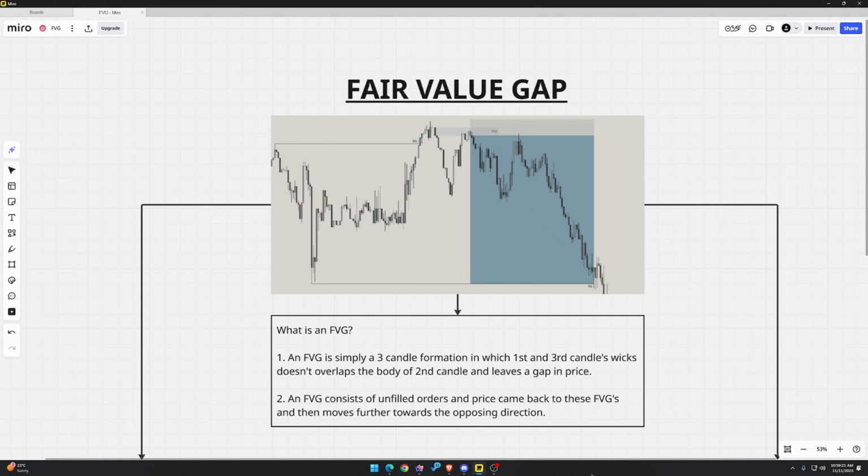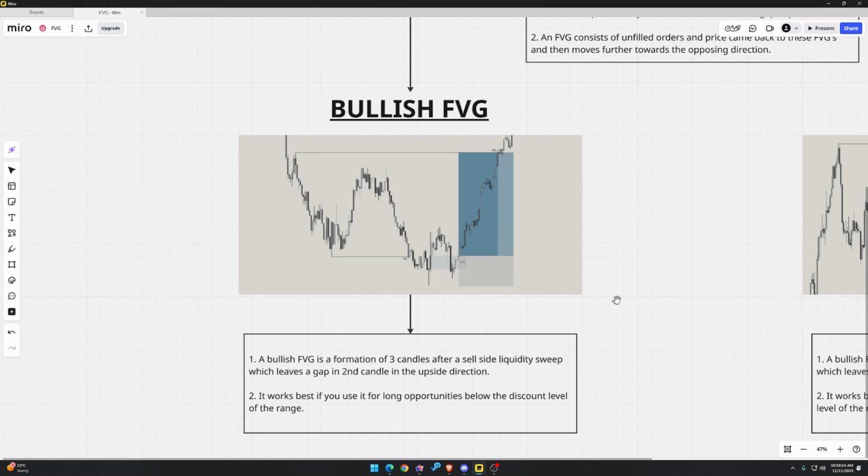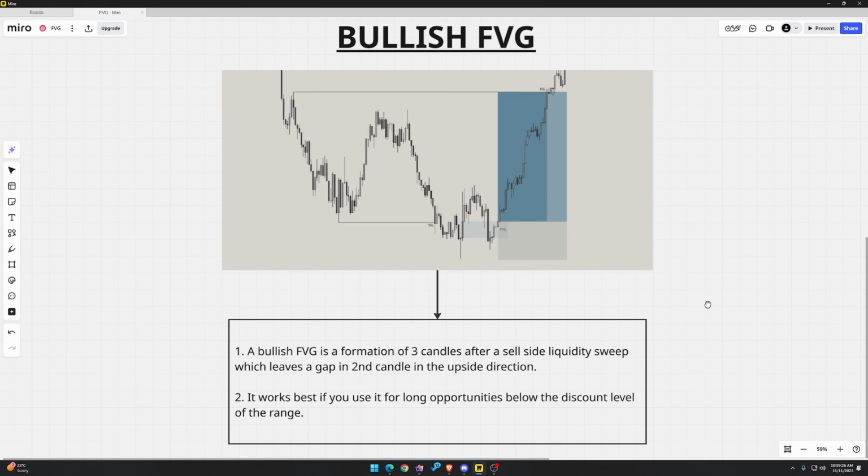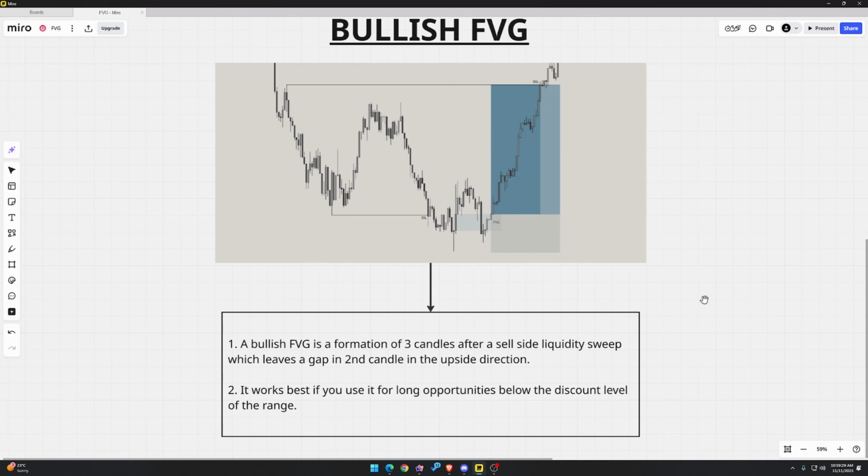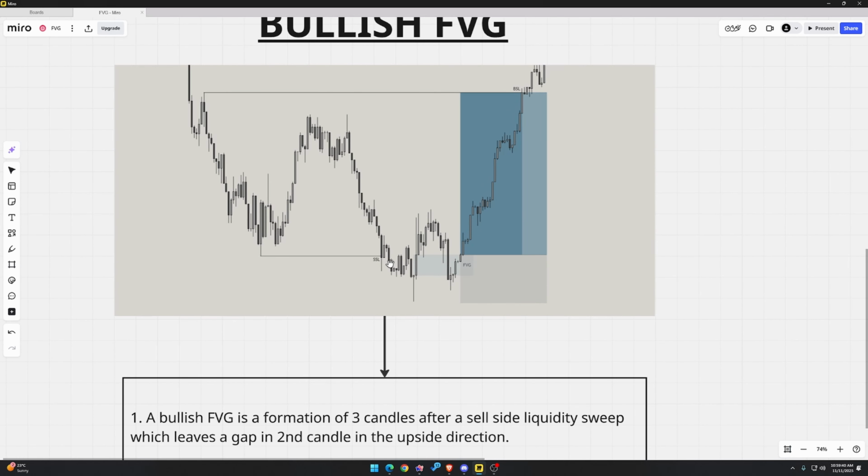Now let's talk about a bullish fair value gap. A bullish FVG forms after a sell-side liquidity sweep, and you'll notice a gap in the second candle. Price usually comes back, taps into this gap, and then pushes higher. Here's an example. So we've got a sell-side liquidity sweep right here, followed by a three-candle formation. The middle candle creates a bullish fair value gap, and notice how price comes back, fills that gap perfectly, and then continues moving to the upside.